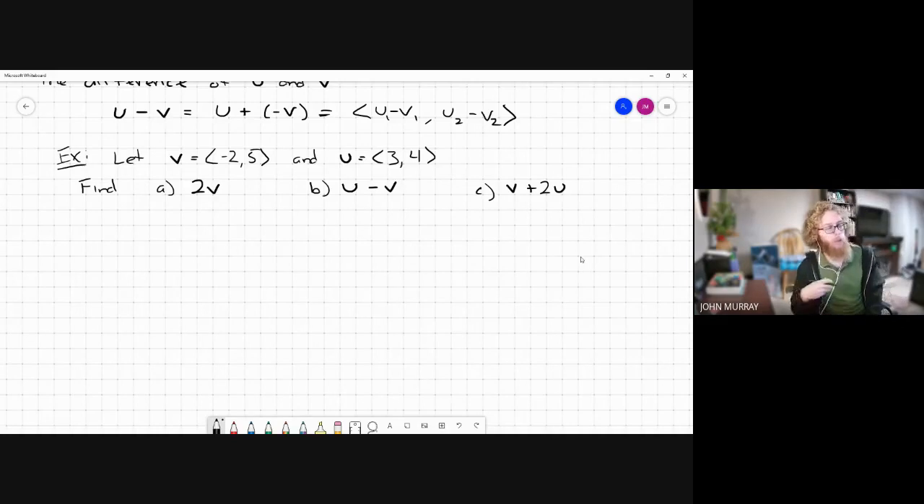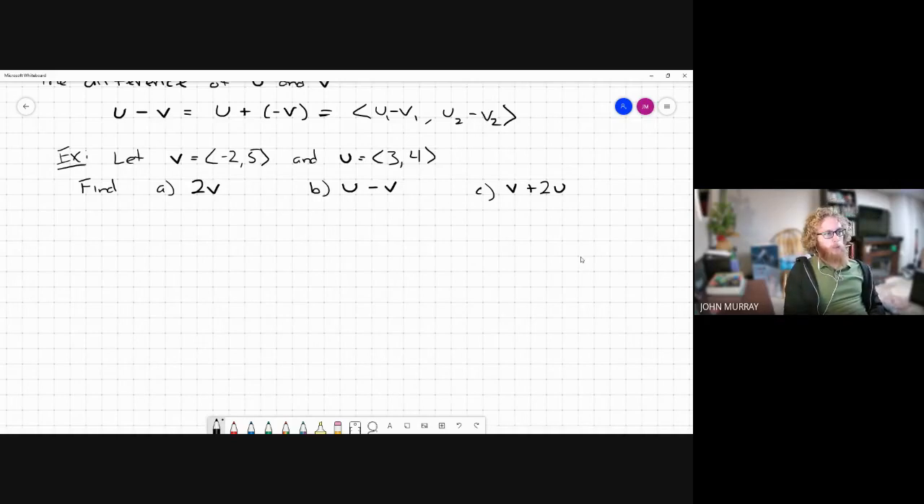All right, so let's take a look at a few things here. We have two vectors, v = -2, 5 and u = 3, 4. So I'm going to do the math, and then I'll also graph it out so you can see it visually as well. The first thing we want to do is find 2v.